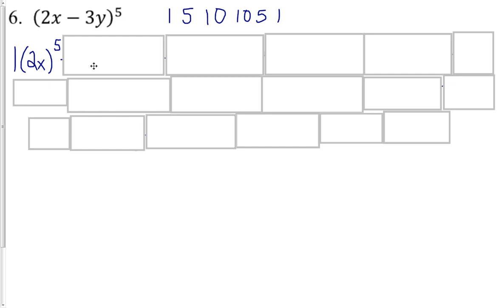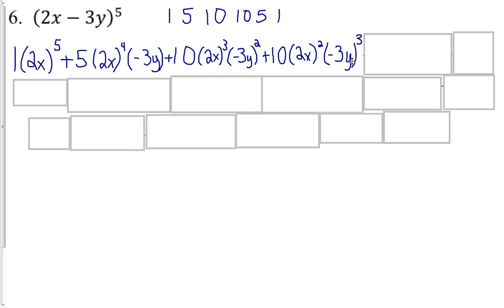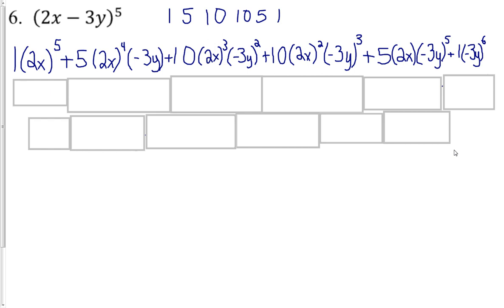1 times (2x) to the 5th, plus 5 times (2x) to the 4th times (negative 3y) to the 1, plus 10 times (2x) to the 3rd times (negative 3y) to the 2nd, plus 10 times (2x) to the 2nd times (negative 3y) to the 3rd, plus 5 times (2x) to the 1 times (negative 3y) to the 4, plus 1 times (negative 3y) to the 5th.